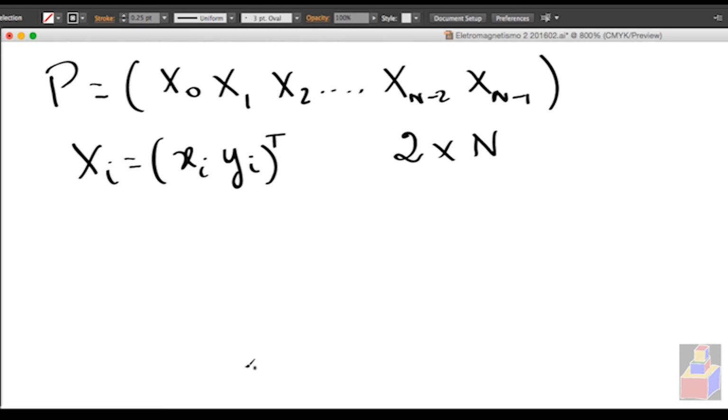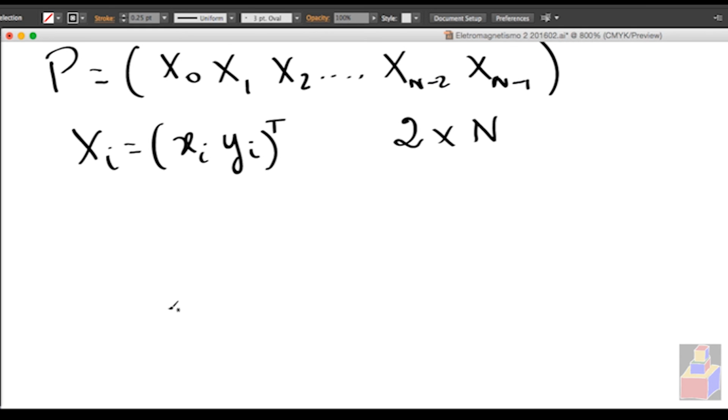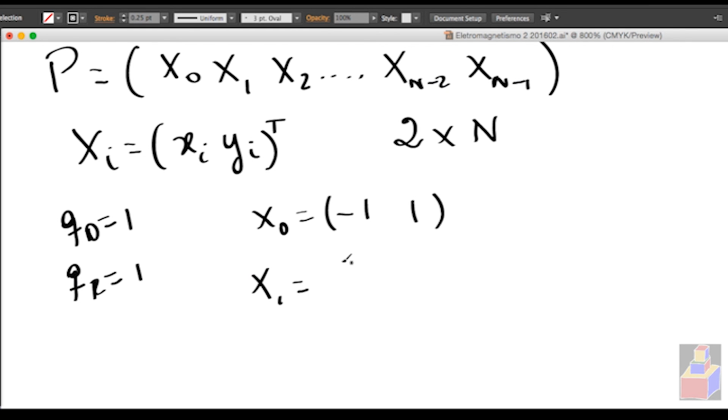Let's say, for example, 2 charges, okay? There's an example here. Let's say Q1 equals 1, Q2 equals 1, right? Let's see, Q0 and Q1, right? So like that. Location, X0 equals minus 1, 1, and X1 equals 1, minus 1.